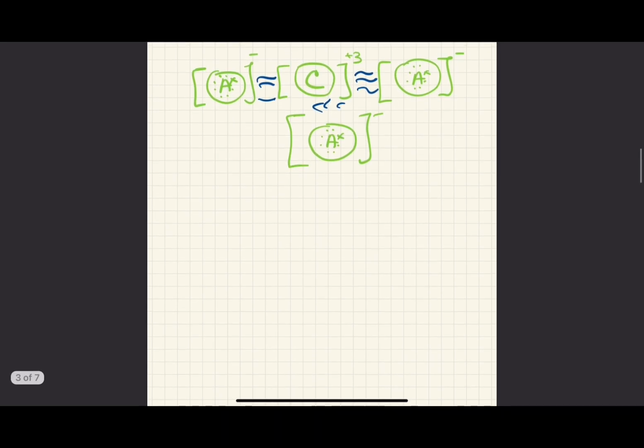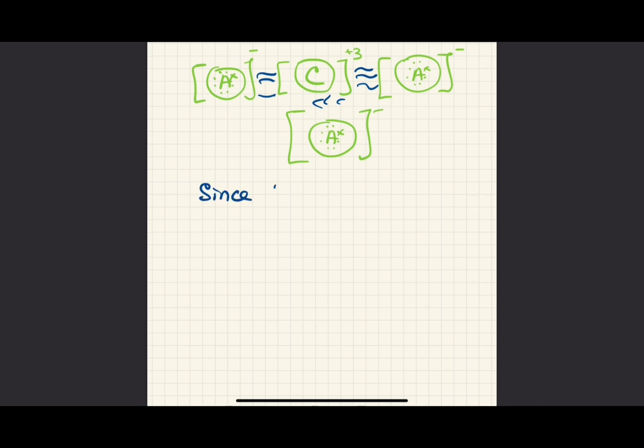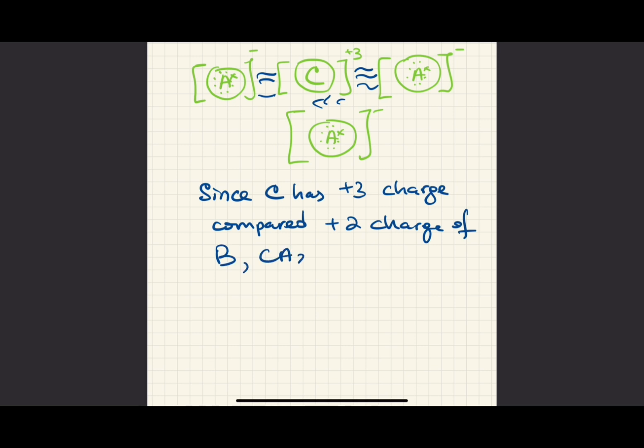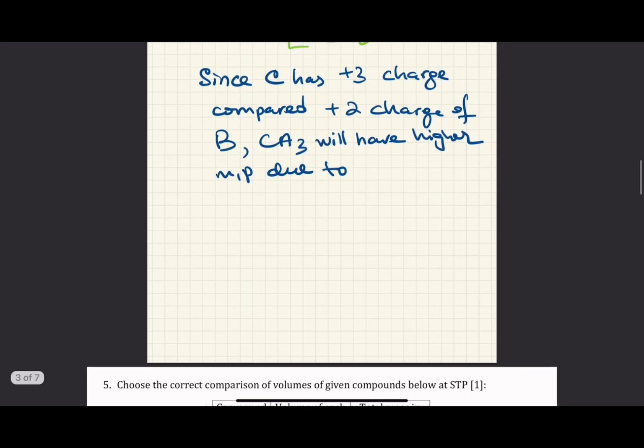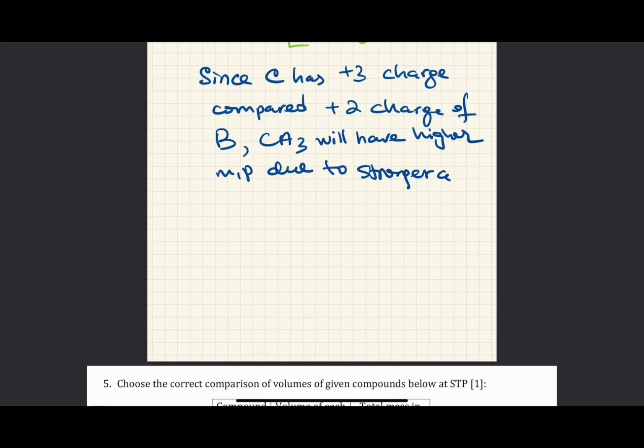The bigger the charge, since C has +3 charge compared to +2 charge of B, CA3 will have a higher melting point due to stronger attraction or stronger ionic bond.